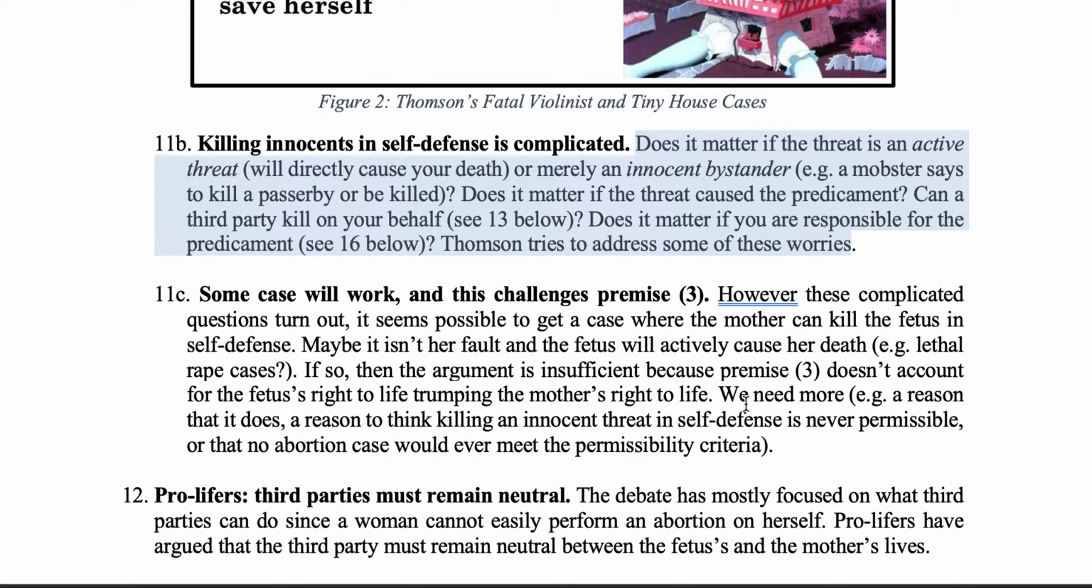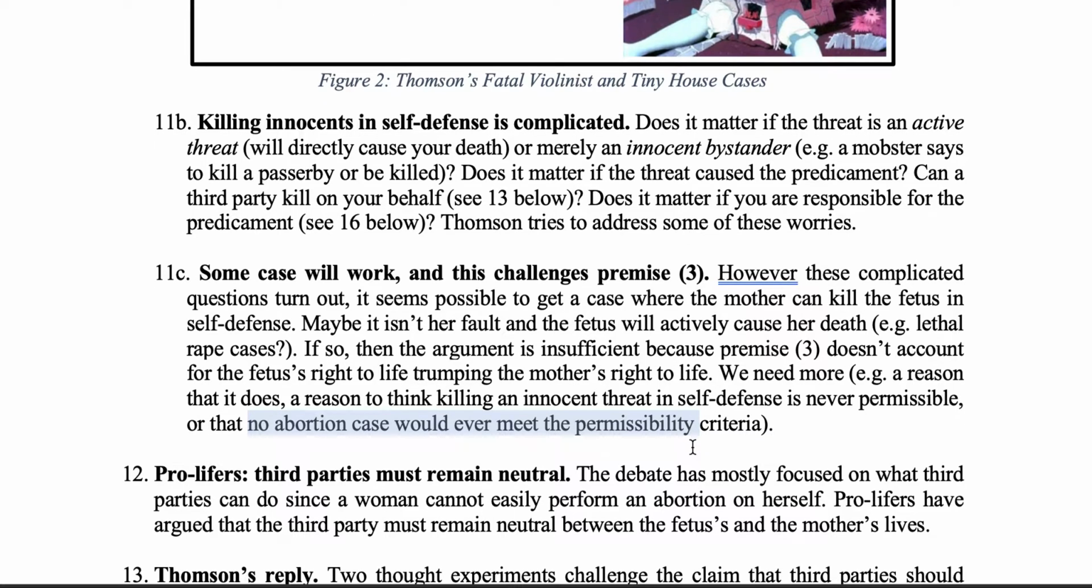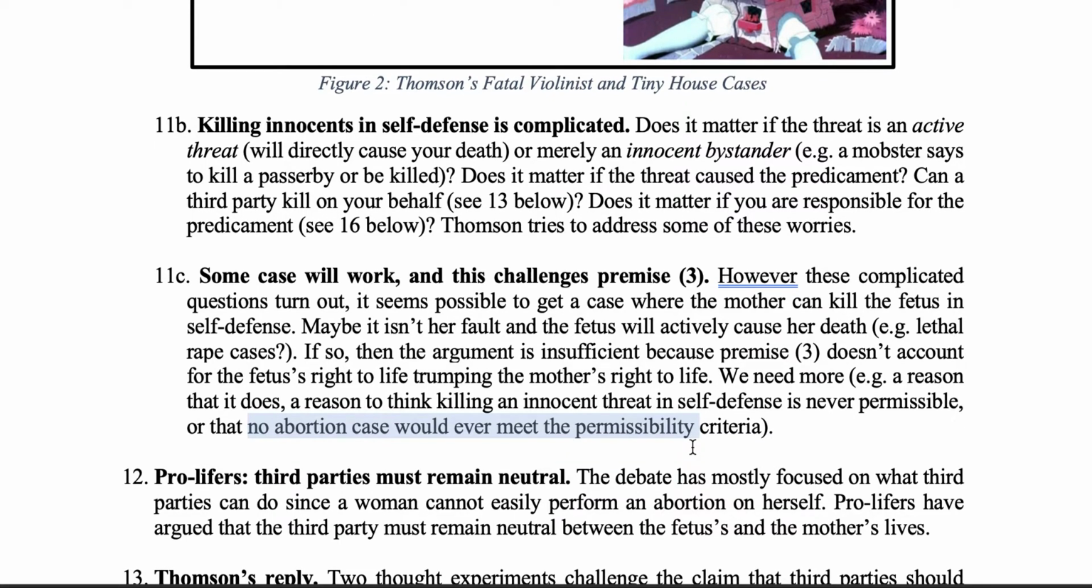We've shown that the argument needs to have a little bit more. What's the reason the fetus's right to life continues to trump the mother's right to life? We need to have that spelled out if you want to deny all of the lethal threat cases, if you want to say abortion is always wrong. You need a reason to think that killing an innocent threat in self-defense is never permissible. You might need a reason to think that abortion cases would never meet the permissibility criteria. You need some extra stuff. So the original argument would still suffer.